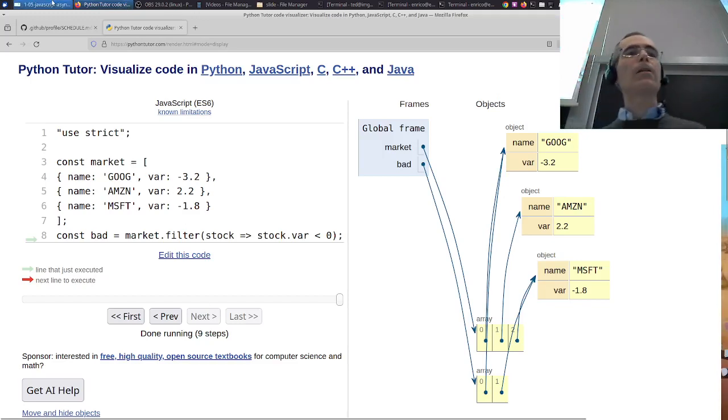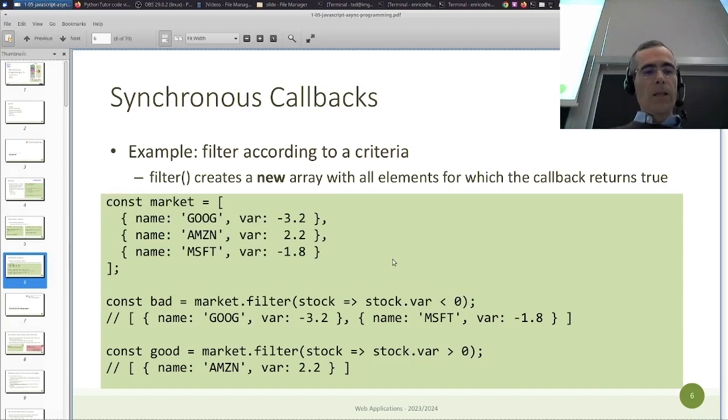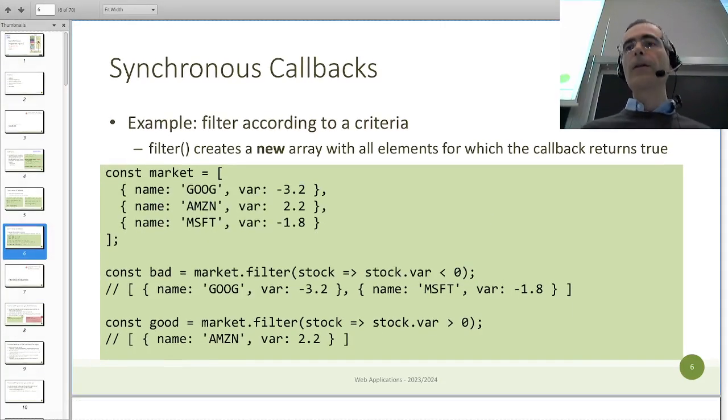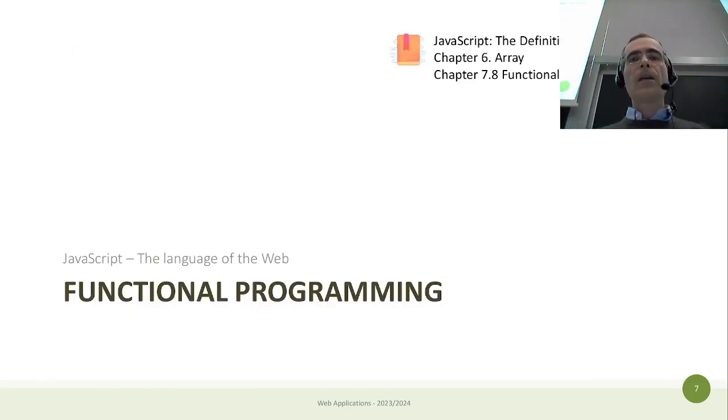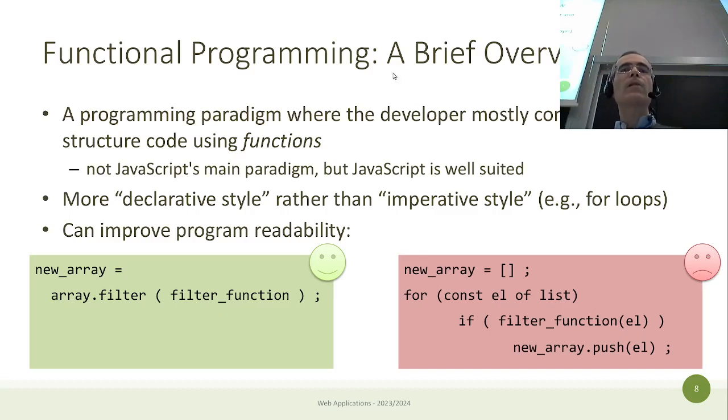Okay, good. So let's proceed and have a look at a programming paradigm, which is not really peculiar to JavaScript, but JavaScript is really well suited for this programming paradigm. So what is a programming paradigm? Actually, it's a way of programming, okay? A way of writing code. This is the functional programming paradigm.